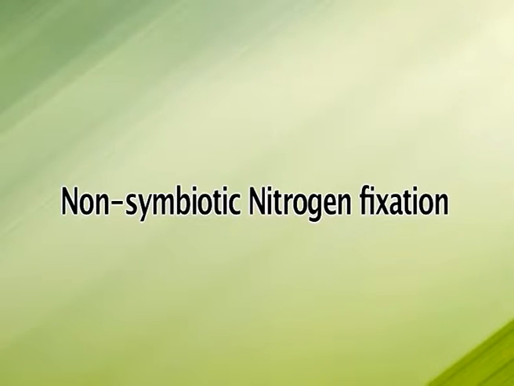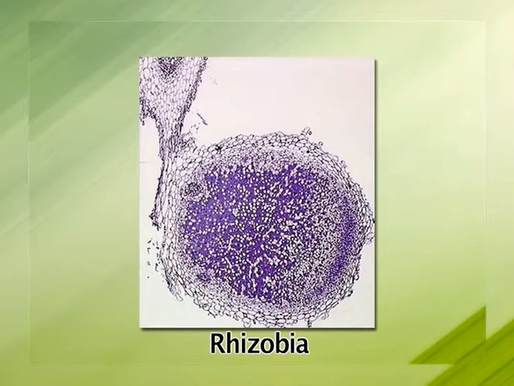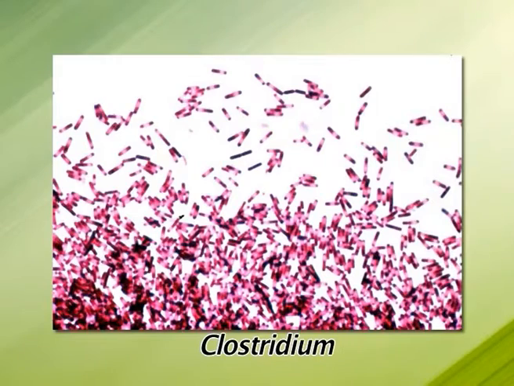Now, the non-symbiotic nitrogen fixation. It occurs both in terrestrial and aquatic systems and involves bacteria as well as algae. Among non-symbiotic nitrogen fixing organisms, Clostridium is the best characterized one. It fixes nitrogen without entering into symbiotic association with plants.